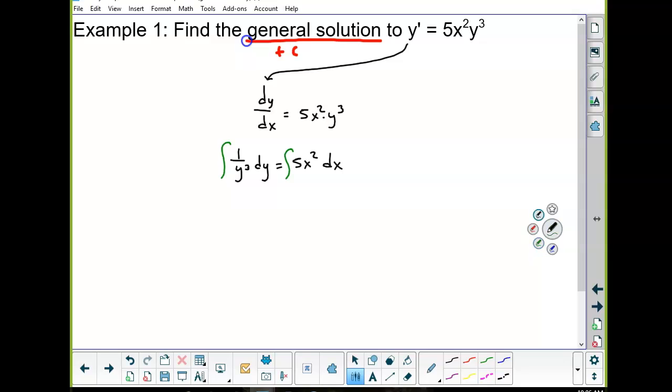If you want, you can definitely save yourself some time and space. I like to write the y to the third with a negative power instead of 1 over y to the third. So why don't you guys go ahead and find each antiderivative of the left and right side.